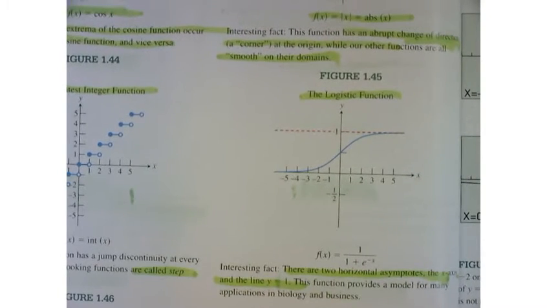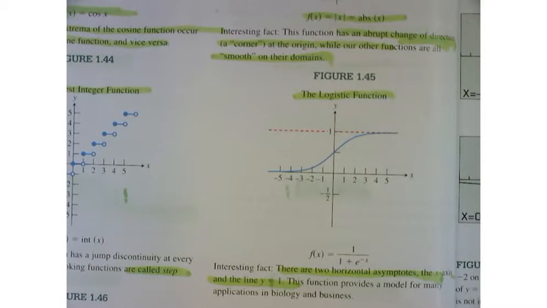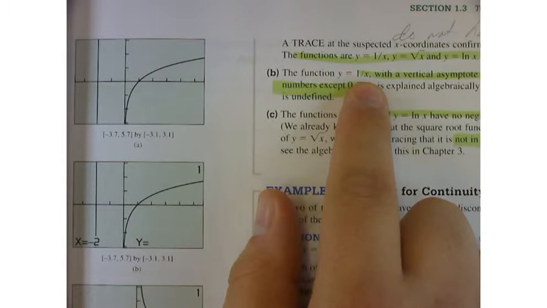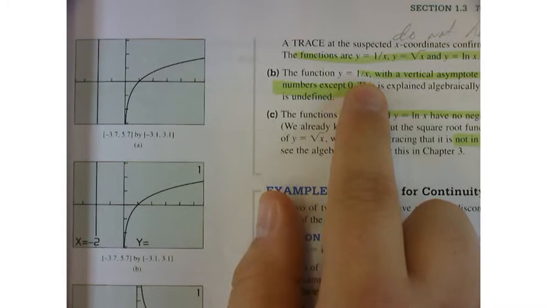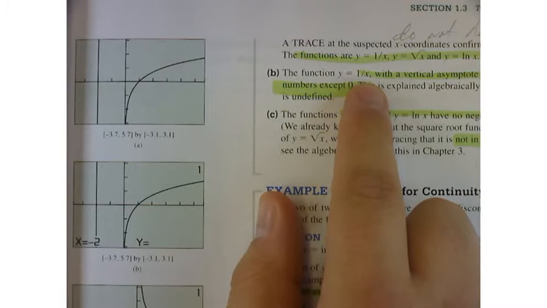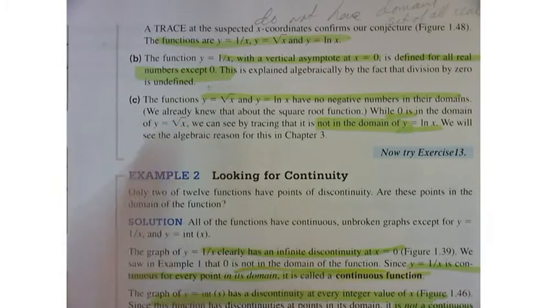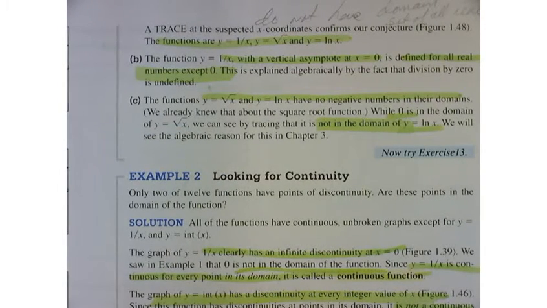Part B says one of the functions has a domain of the set of all reals except 0. Why? Part B says it's 1 over x. Why? Well, you can't put 0 in the denominator, that's why. Part C then says, which of the 2 functions can have no negative values? Well, it says right here in your textbook, the square root of x and the natural log of x have no negative numbers in the domain.